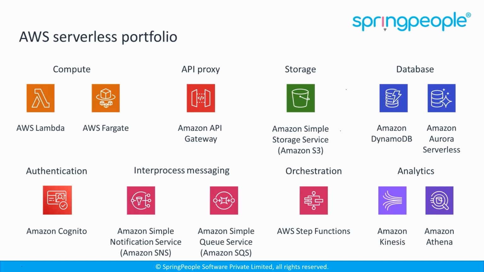Now, this is the AWS serverless portfolio. These are the services which come under the category of serverless: Lambda, Fargate, API Gateway, S3, DynamoDB, RDS, Cognito, SQS, Step Functions, and there are more. This is not all. There are more services which come under the category of serverless. In today's session, we will be discussing the two inter-process messaging services, which are SNS and SQS.